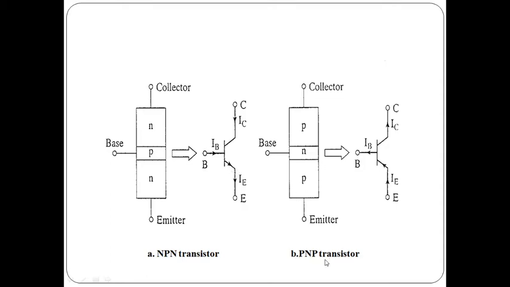Whereas figure B is the PNP transistor. A PNP transistor is an N-type material sandwiched in between two P regions, and the base terminal is taken from the N region, and the collector and emitter terminals are taken from the two P regions. If you look at the symbol of the PNP transistor, the arrow mark which indicates the flow of current is shown inwards for the emitter current, which shows it is the symbol for a PNP transistor.